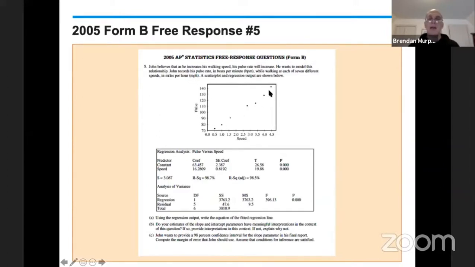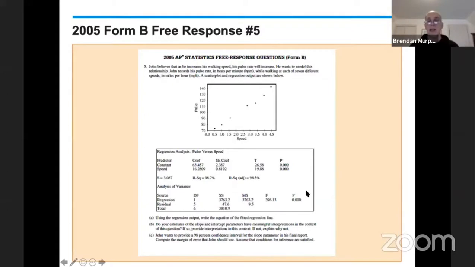Again, I wish I had way more than 7 data points, but that's what we have, and we need to make a decision or do an analysis based upon that. I always feel more comfortable with more data in the real world. Scatter plot and regression output are shown below. So keeping conditions in mind, the data does look linear. I might want to do a residual plot. I would do the 10% condition. I would check all of those. Think LINER again.